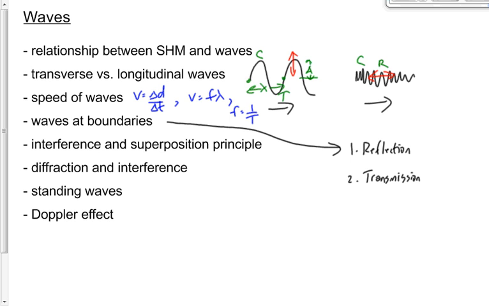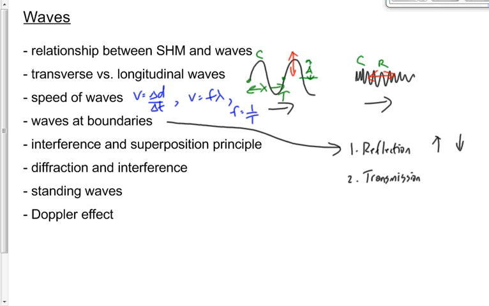When it reflects, it can reflect right side up or upside down, depending upon what it hits. If it's attached to the new medium, it's going to be reflected upside down. If it's going from less dense to more dense, it's going to be reflected upside down. If it's not attached, if it's a free end, it's going to be reflected right side up. Or if it's going to something that's less dense, it's going to be reflected right side up.